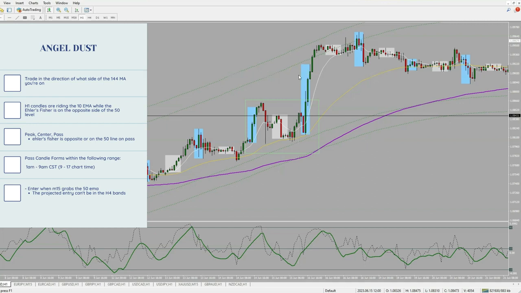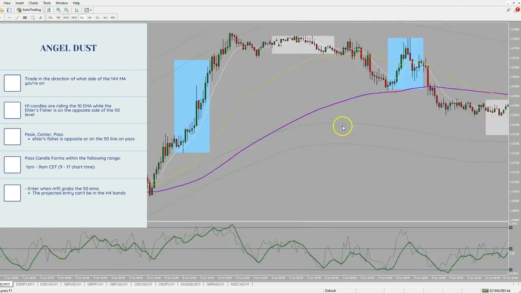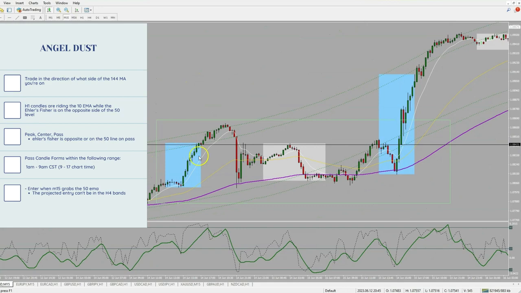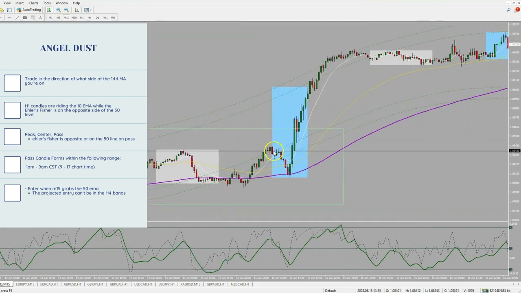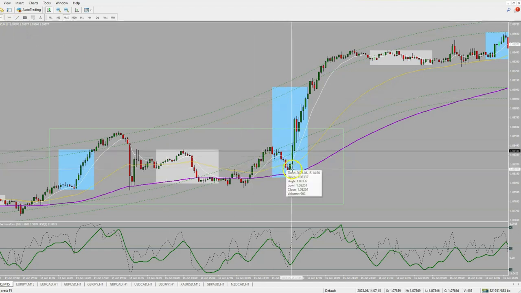Cool. Also, the past candle happened at 12 o'clock chart time. That's 4 a.m. in the morning Central Standard Time. That's within our acceptable range of time. Cool. All we got to do now, go down to the 15-minute time frame. You wait on price to come down, grab the 50 EMA. You get in the trade under the 50 EMA on the 15-minute time frame. You ride that out. That's over 100 pip day.